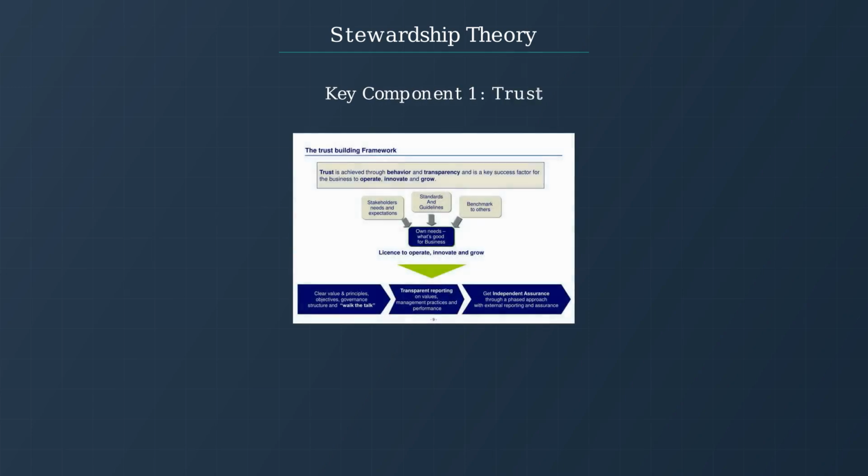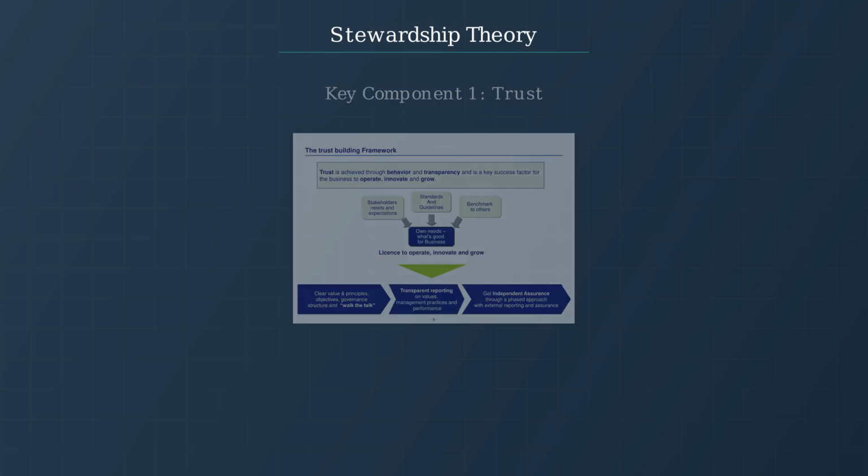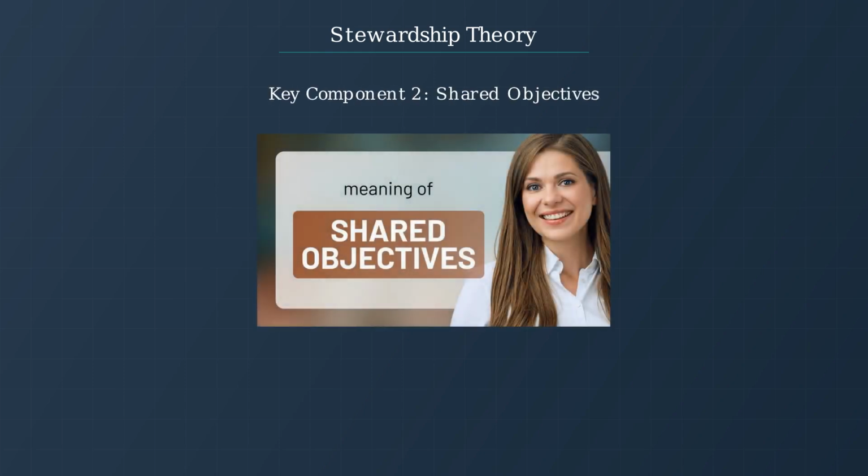The stewardship model is built on two key foundations: trust and shared objectives. Trust is essential in stewardship relationships. Organizations build trust through transparency and consistent behavior. The second key component is shared objectives between principals and stewards. When principals and stewards share common objectives, their interests naturally align, reducing the need for elaborate control mechanisms.